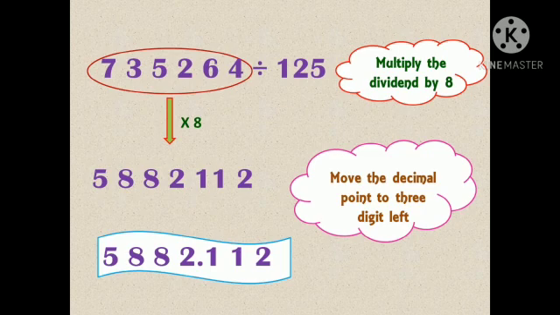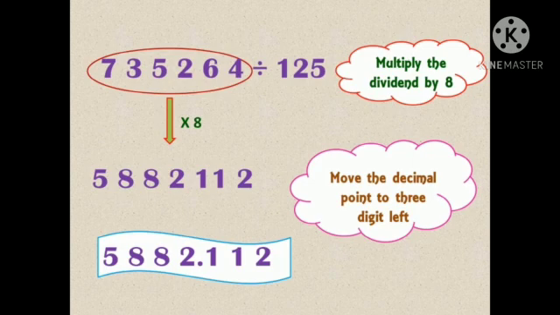So to summarize, if you want to divide any number by 5, instead of dividing, we shall multiply it with 2. Next, we are supposed to move the decimal point 1 digit left. If you want to divide any number by 25, we shall multiply that number by 4 and move the decimal point 2 digits left. And finally, if you want to divide any number by 125, we are supposed to multiply the dividend by 8. Next, we are supposed to move the decimal point 3 digits left.